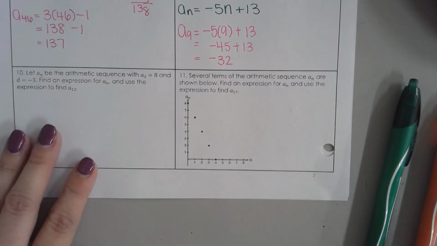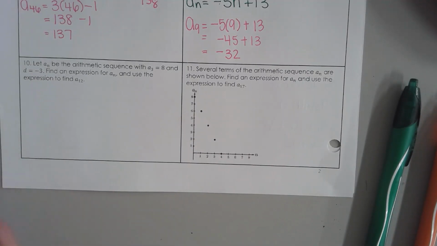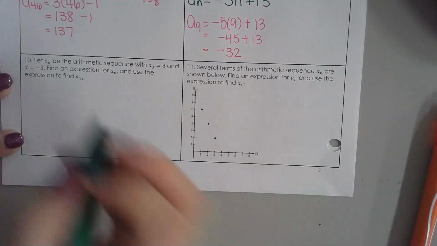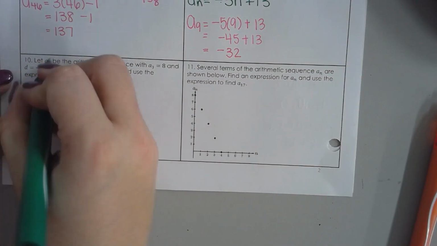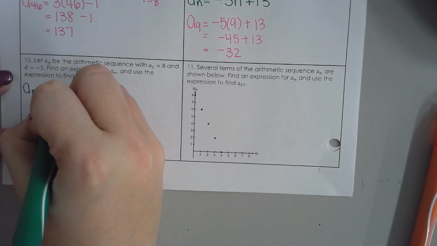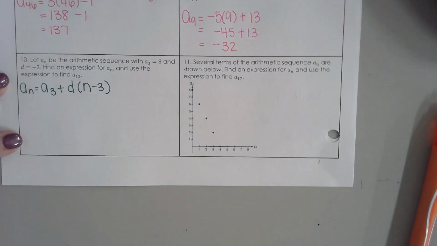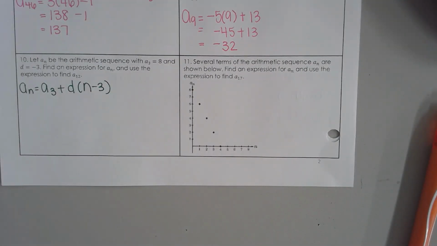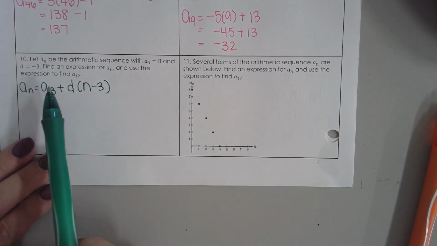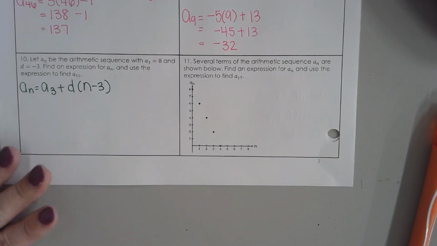So in this one, I'm given the 3rd term. I could backtrack to find the 0 term, or I could do a3 plus d times n minus 3, because I'm given the 3rd term. Like if I gave you the 40th term, you would not want to backtrack 40 times to get to a0. So if I gave you the 40th, you would say a40 plus d times n minus 40.